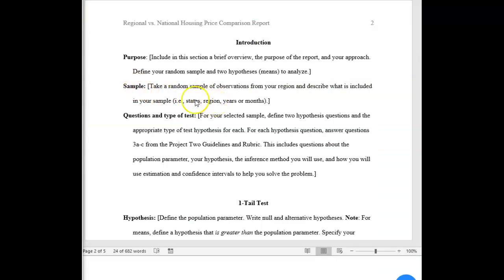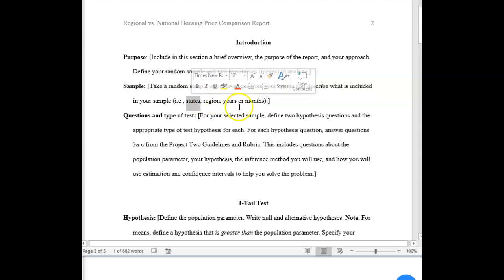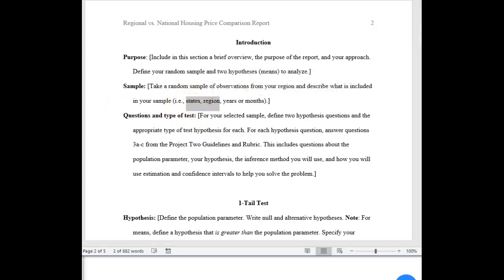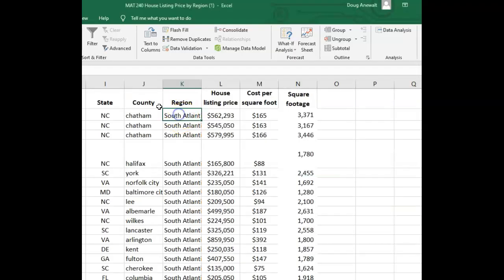What region was it taken from? What states make up that region? You don't need to do anything with the years or months, but what region and what states are in that region for your sample. So my region was South Atlantic, and then I could go through and list which states make up the South Atlantic region.